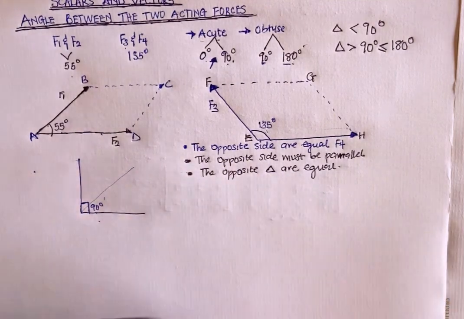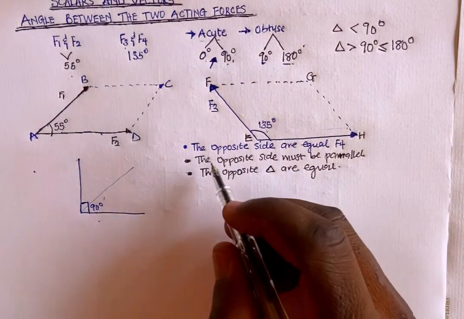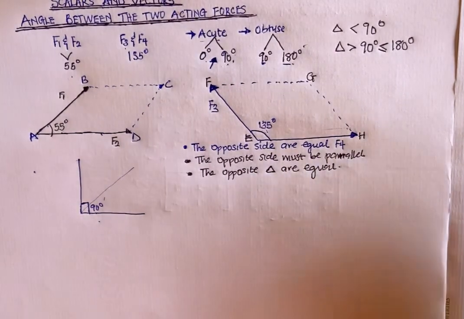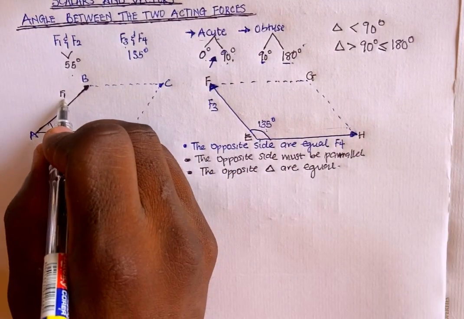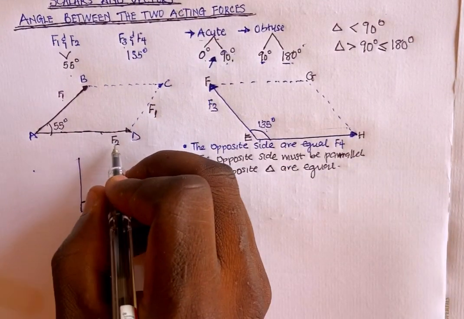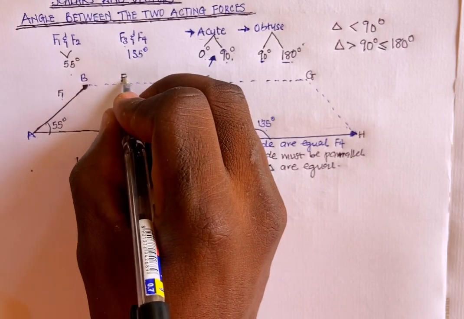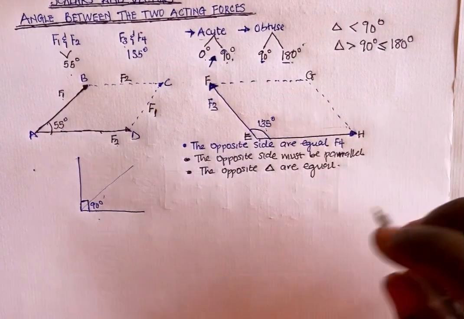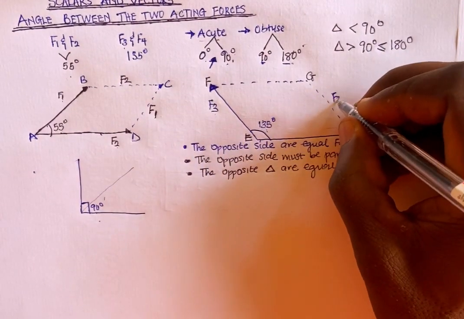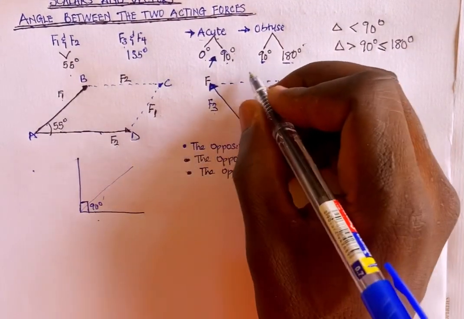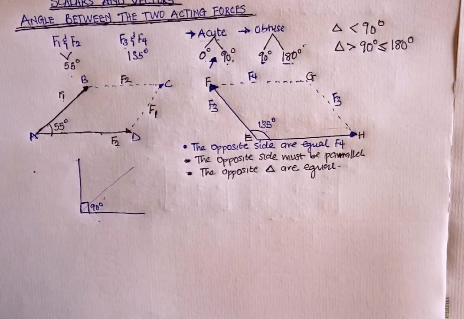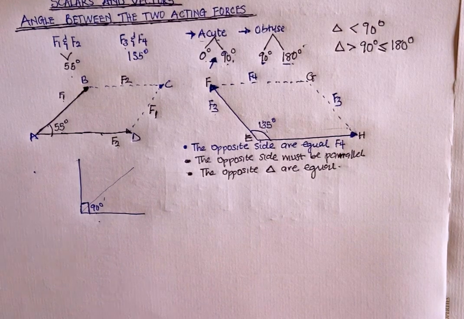So these three properties, I actually want to prove them, right? The opposite sides are equal. That is, the opposite sides must be equal, right? If this side is F1, then this side also should be F1. If this side is F2, then this side also should be F2. After that, let's move to the second case. If this side is F3, then this side must be F3. If this side is F4, then this side must be F4.